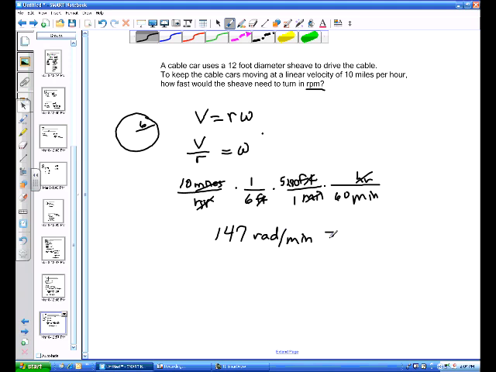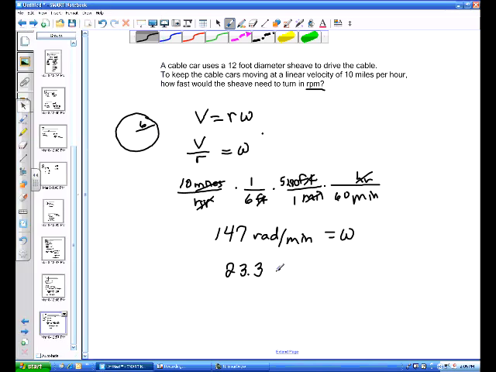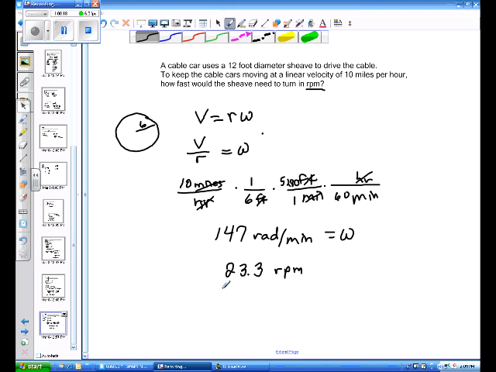But we didn't want it in radians per minute. We wanted it in revolutions per minute. Well, we know that each revolution is 2 pi. So we're going to take this and divide that answer by 2 pi. So we get approximately 23.3 RPMs. So that's how fast you've got to set it so that it will keep the cable car going at a speed of 10 miles per hour.